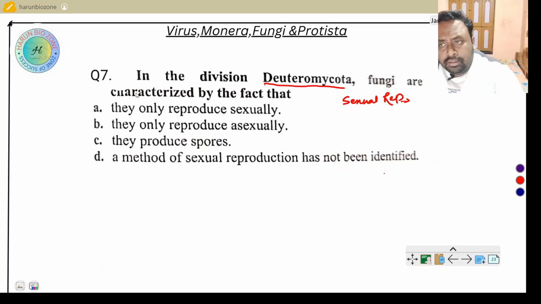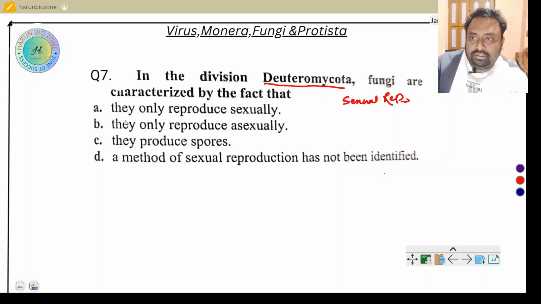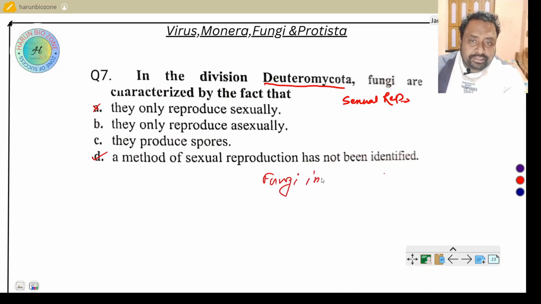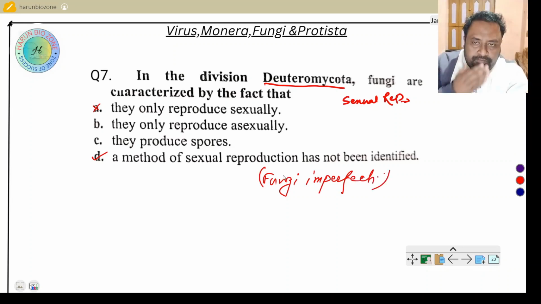First option, they only reproduce sexually, not. First option is false. They only reproduce asexually, maybe this is right. They produce spores, this is also right. But a method of sexual reproduction has not been identified in deuteromycetes, so they are called fungi imperfecti. The method of sexual reproduction is not identified in deuteromycetes, so it is called fungi imperfecti.